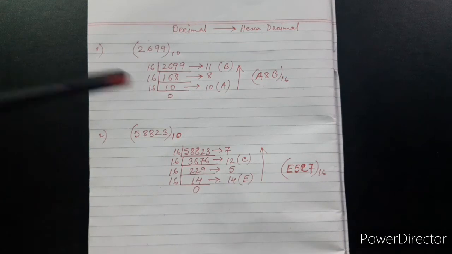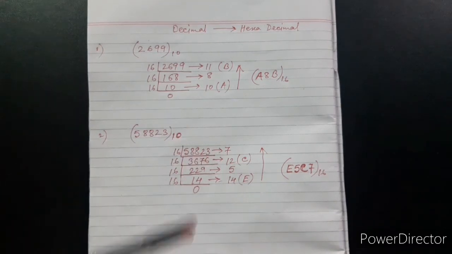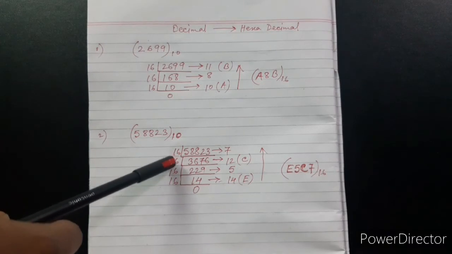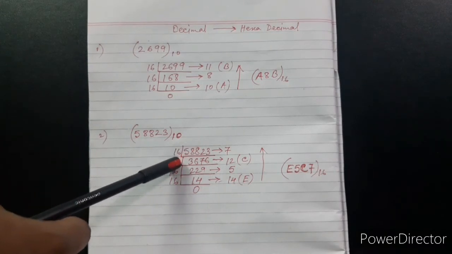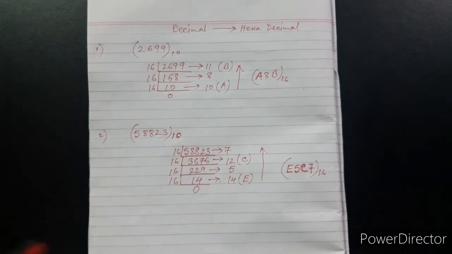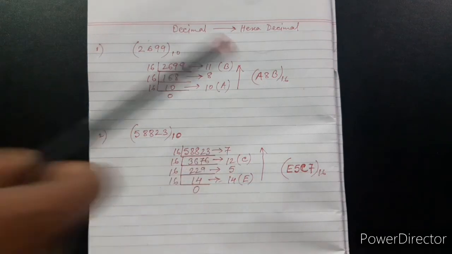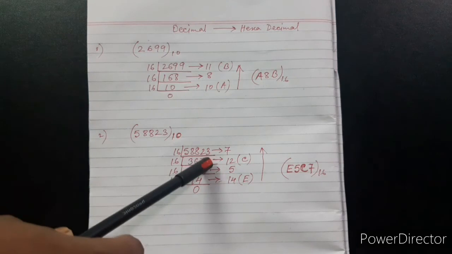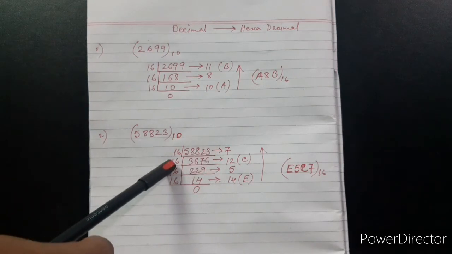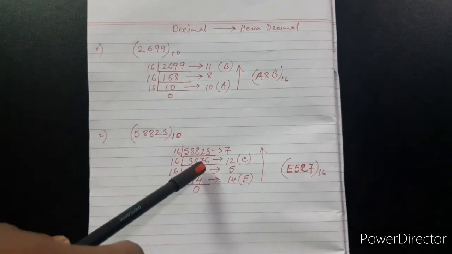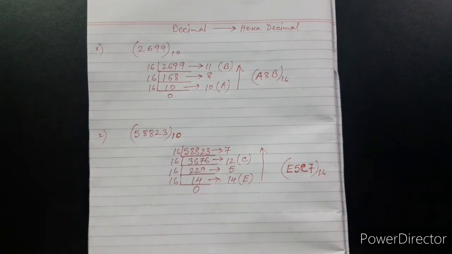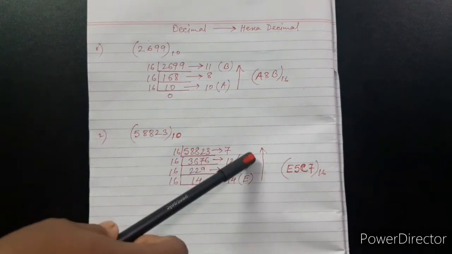58,823. It is a decimal number. First we divide this number by its destination base. So we divide this number by 16. The quotient is 3676 and the remainder is 7. Again we divide this number by 16. We get the quotient 229 and the remainder 12.